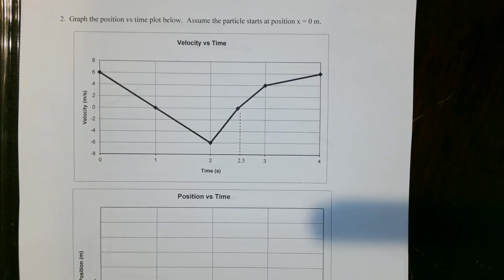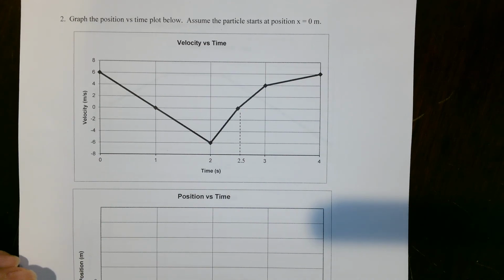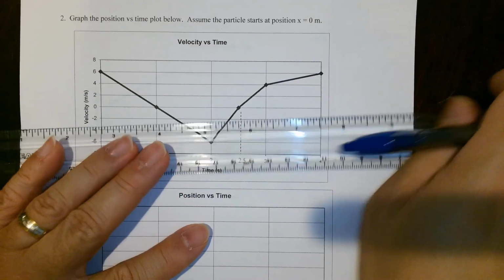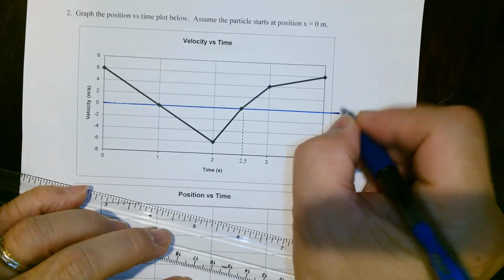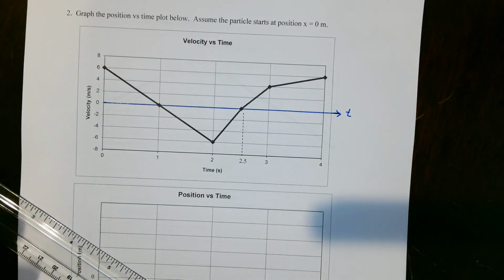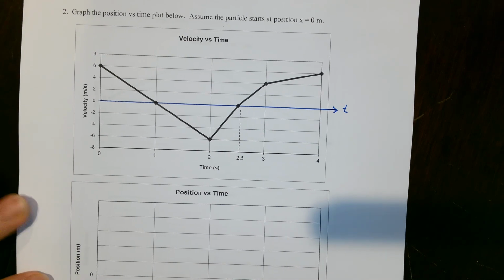Here, look, it says, let's start at x equals 0 meters. So our position is going to be starting from the origin, okay? Now what we're going to do is we're going to actually find our time axis, and our time axis actually goes right through this 0. So here's my time axis, okay?